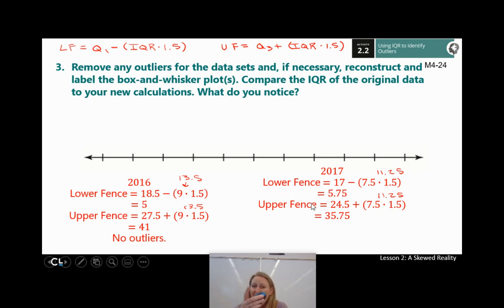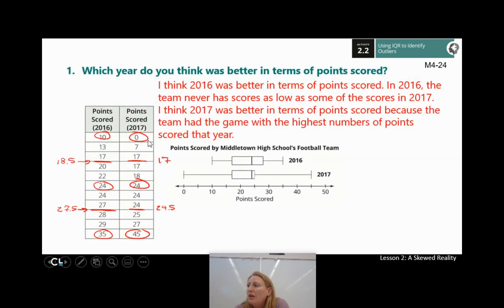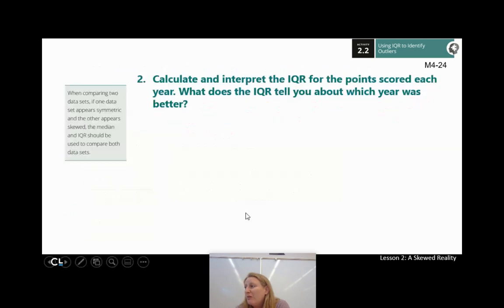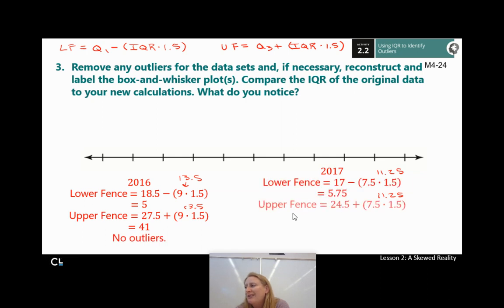Now, can we come back and look at the table real quick? It's got to be between 5.75 and 35.75. Anything outside of that is going to be an outlier. So I'm going to come back to my table. Oh, crud. We have a day that we got 0 points. Ouch. And we've also got one day where we had 45 points. 0 is below the lower fence, and 45 is above the upper fence. So guess what, guys? We've got 2 outliers in 2017.